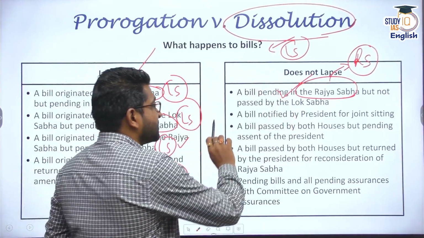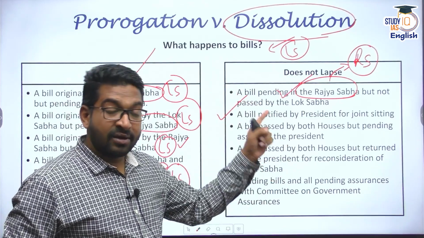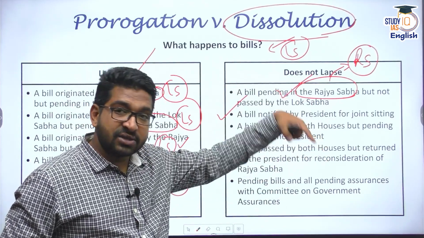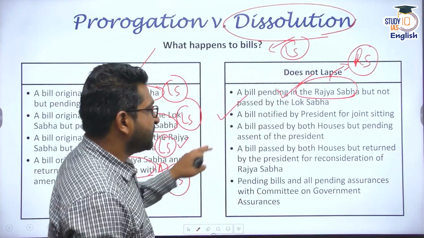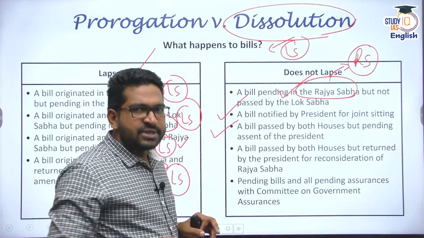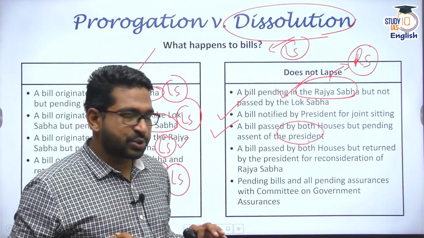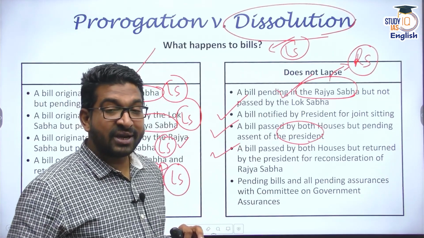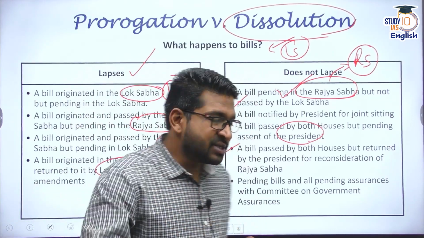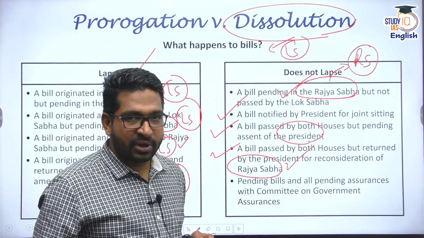Or a bill which has been notified by the president for joint sitting, that stays. When the new Lok Sabha is formed, the session continues, the bill continues. Apart from that, a bill passed by both the houses, but only pending presidential assent, does not lapse, it continues. A bill passed by both the houses, but returned by the president only for the reconsideration of Rajya Sabha, that does not lapse.